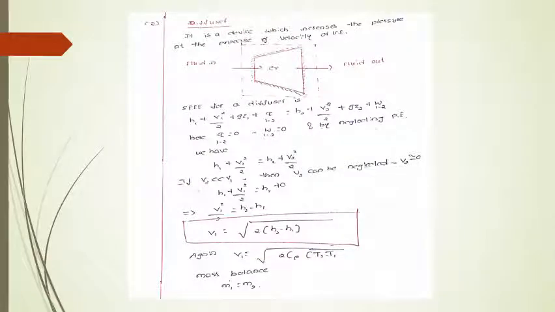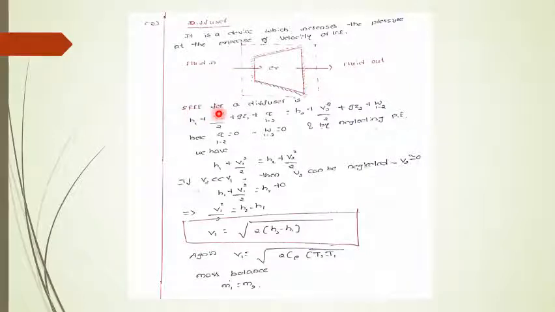Now let us apply the steady flow energy equation for a diffuser. A diffuser is a device which increases the pressure at the expense of velocity or kinetic energy. So a nozzle is completely opposite to a diffuser. In a nozzle, pressure drops and velocity increases. Here in a diffuser, pressure increases and velocity drops. You can see in the diagram here, fluid enters here and fluid leaves here. Fluid velocity will be decreased compared to the inlet.